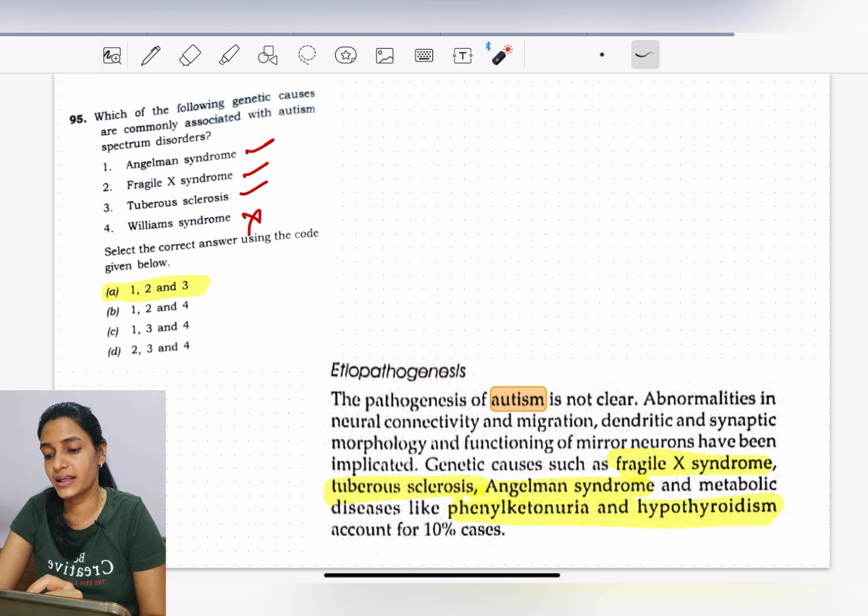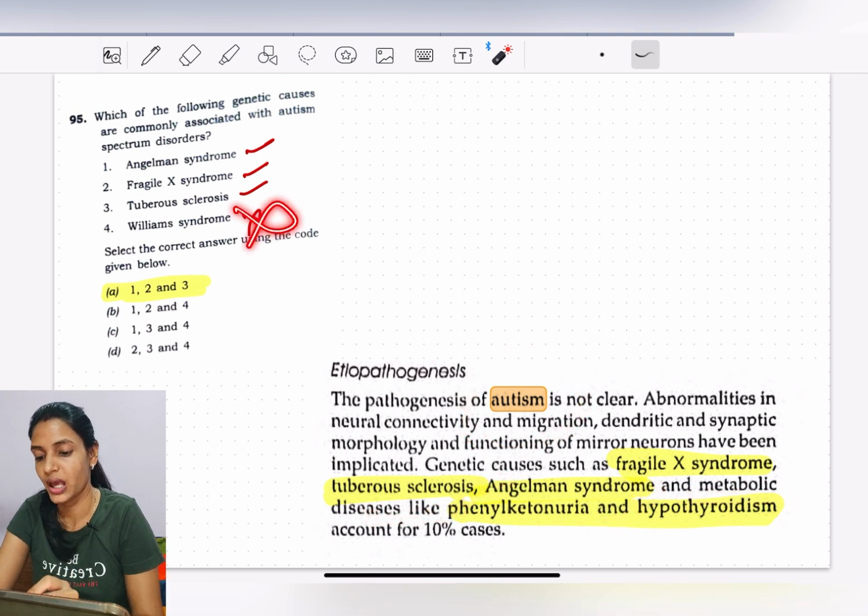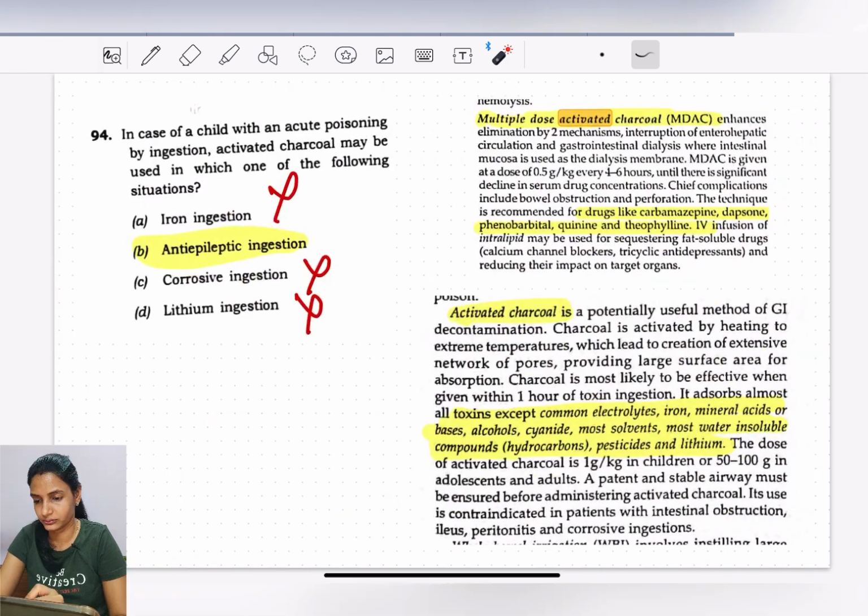Which of the following genetic causes are commonly associated with autism spectrum disorder? So Fragile X syndrome, tuberous sclerosis, Angelman, and metabolic disorders like phenylketonuria and hypothyroidism are associated with autism. Williams syndrome is not associated. So 1, 2, 3 are true.